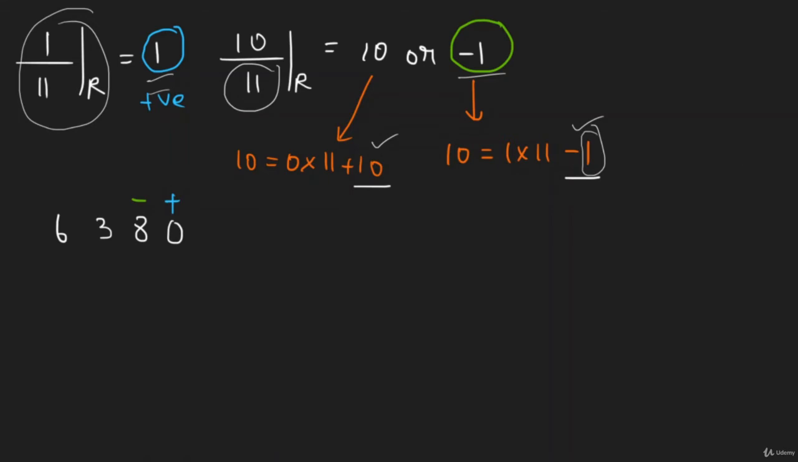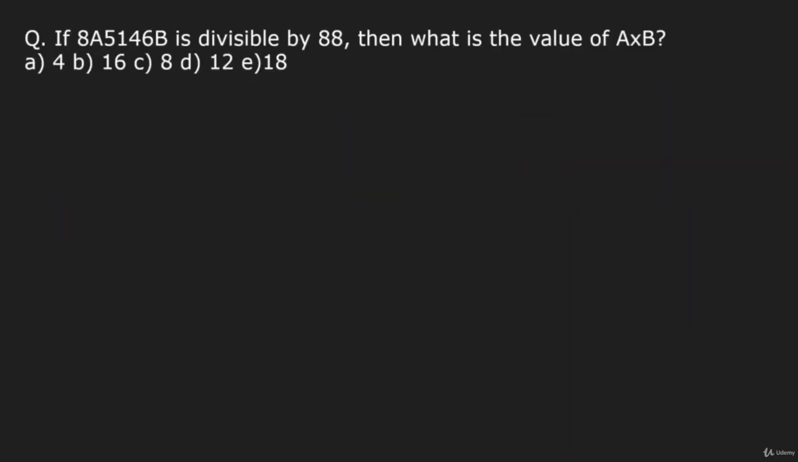Similarly, in the case of the hundreds place, 100 by 11, the remainder is 1, because 100 can be written as 99 plus 1. So we put a plus over here because it's plus 1, right? Similarly, in the case of the thousands place, you will have negative. So that's another way of looking at the reason as to why this method works. Let's try to do this question.